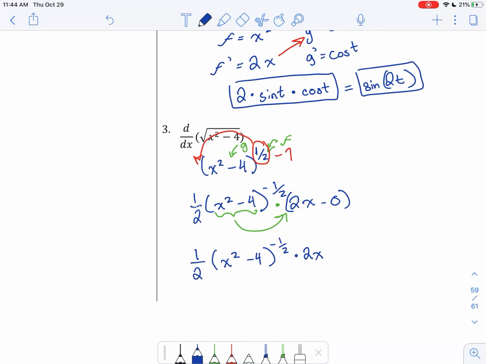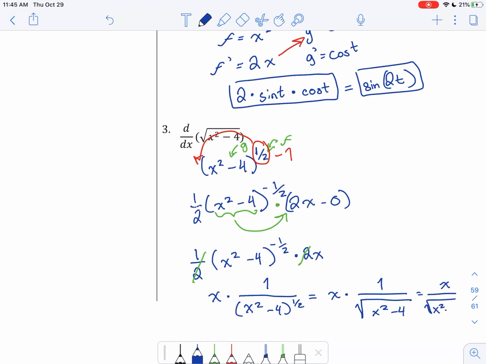One thing that's important to be able to do is simplify these, especially because the back of the book will always show you the simplified version. So with our constants, we have 1/2 times 2, which cancels out. Then I will end up with x, which I might write up front, and I'm going to take that negative exponent and turn it into a fraction. So x squared minus 4 to the +1/2, which would be x times 1 over root x squared minus 4, which can be finally written as x over root x squared minus 4.